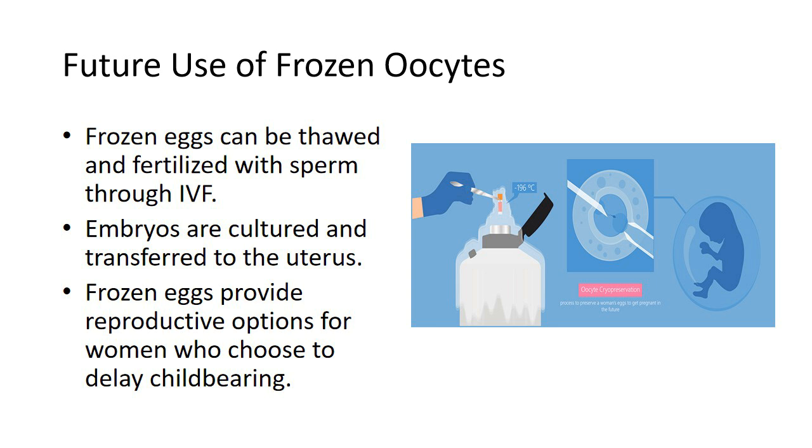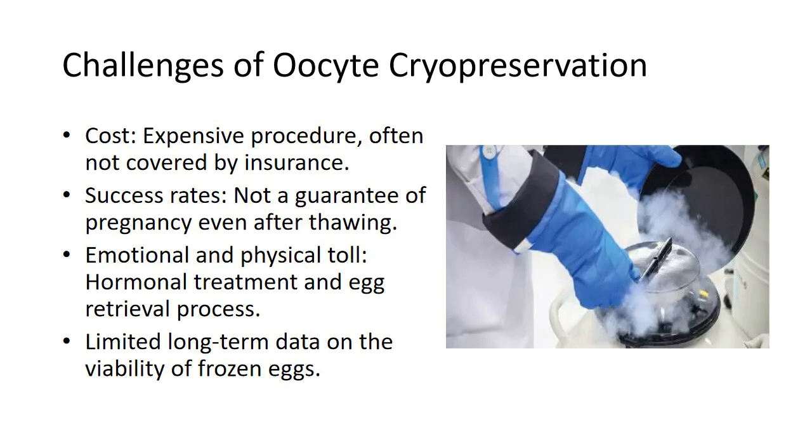5. Risks and ethical considerations. 1. Risks of oocyte retrieval and cryopreservation. Ovarian hyperstimulation syndrome, OHSS: rare, but can cause abdominal pain and swelling. Procedure-related risks: mild bleeding or infection after retrieval. Uncertain future success: not all frozen eggs result in live births.